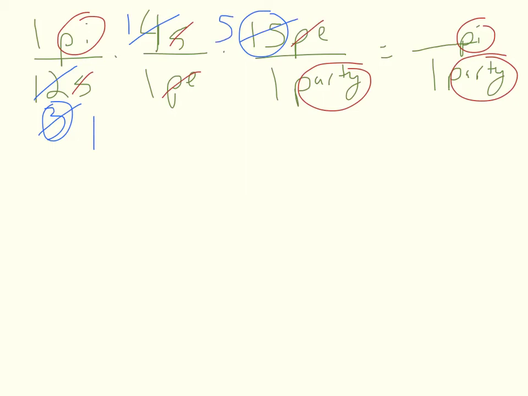Now, once I've done that, I multiply across and I say 1 times 1 is 1. 1 times 5 is 5. I come here and I say 1 times 1 is 1. Times 1 again is 1, so I have 5 over 1, which is 5 pizzas for 1 party.